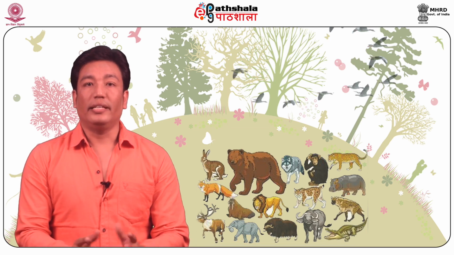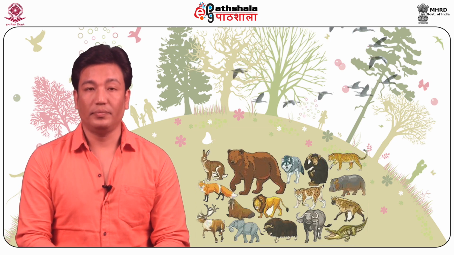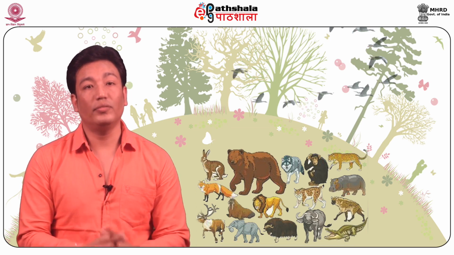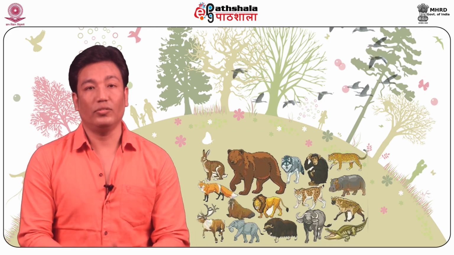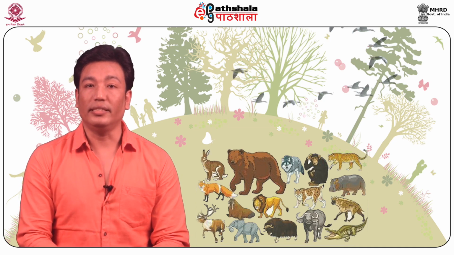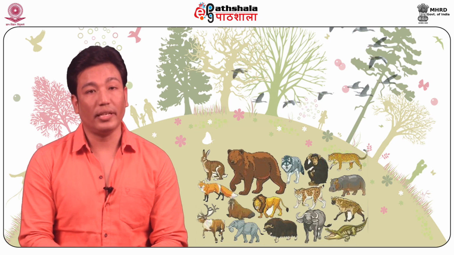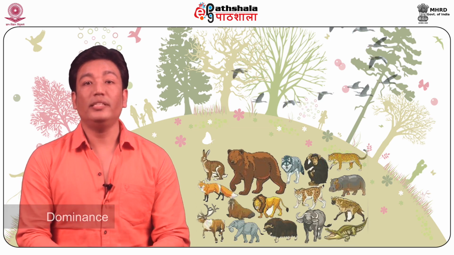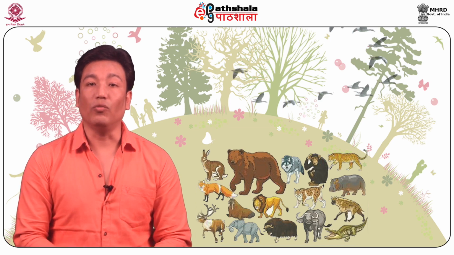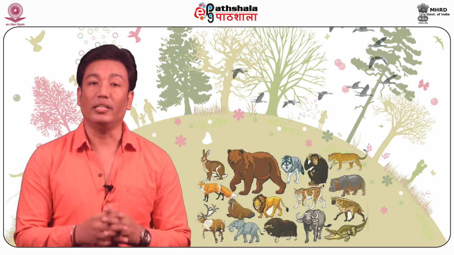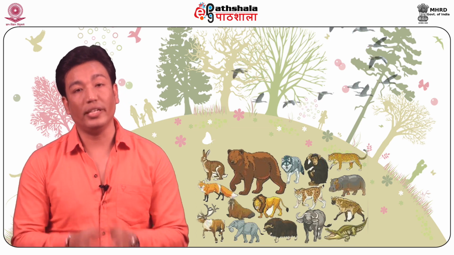Biological structure and characteristics of community. A community has the following characteristics. Number one, structure. By understanding the structure of a community, the frequency, density, and abundance of different types of species are measured. Number two, dominance. The community type is determined by the dominant species. These species, of one or more types, either occupy large space or occur in large number, and are called dominant species.